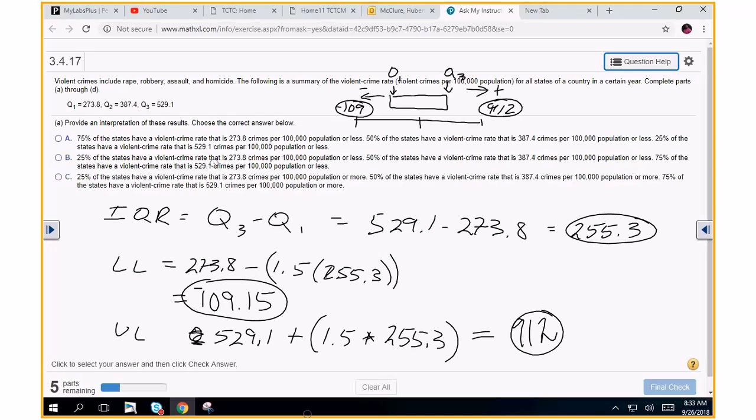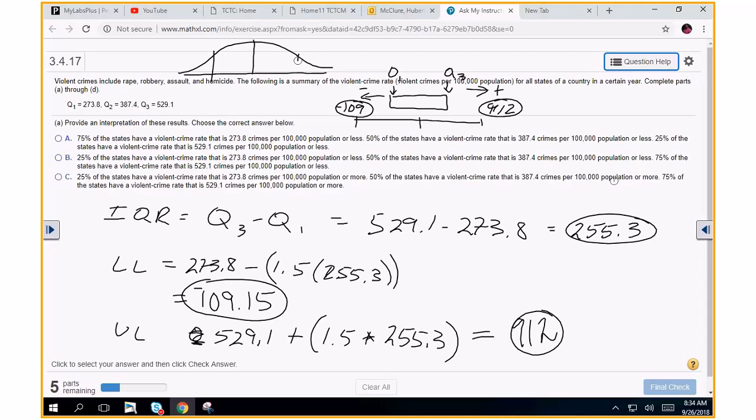25% of the states have a violent crime rate that is 7 or less. 75% of the state, no. No, I don't think that one's right. Okay, this one may be right. 25%, no. I think it's this one. Wait a minute, 75% of the state. No, that's not right either, because if you look, what they're asking you is this. Go back to this.